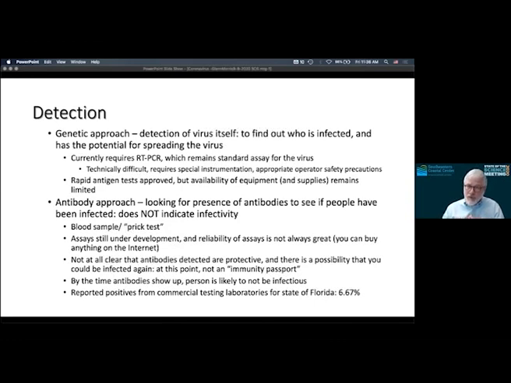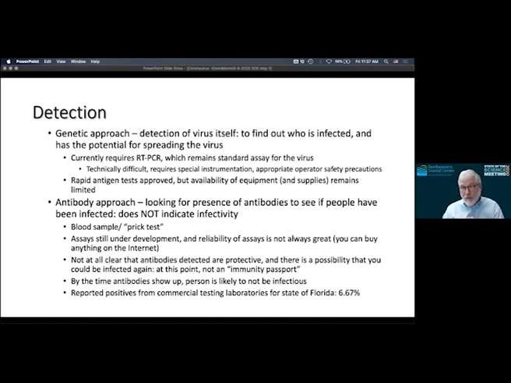It generally requires a small blood sample. Frequently, people will talk about this being the prick test. Well, basically it just means you get a finger stick. But the assays that are available are not that good. Reliability of assays is not great. You can buy anything on the internet.